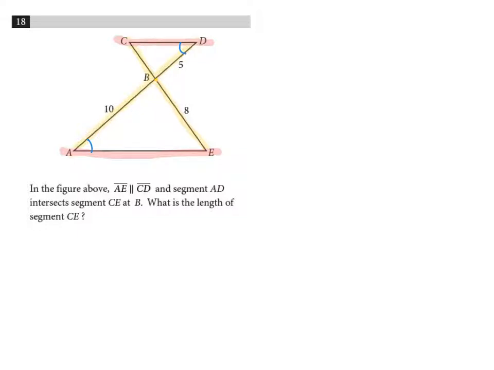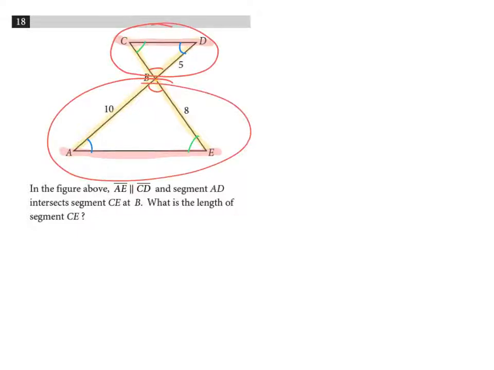and we know that our alternate interior angles over here are congruent as well, and these vertical angles are congruent. So by angle, angle, angle, these two triangles, this triangle up top and this triangle down below, must be similar. If they're similar, then the side lengths are going to be proportional. So we just need to set up a proportion.